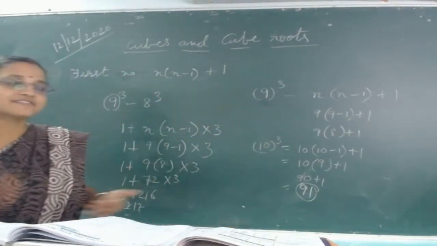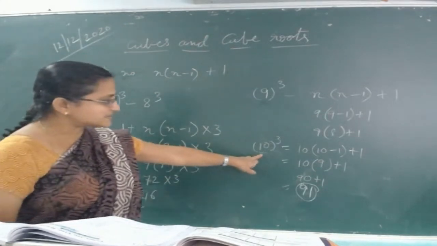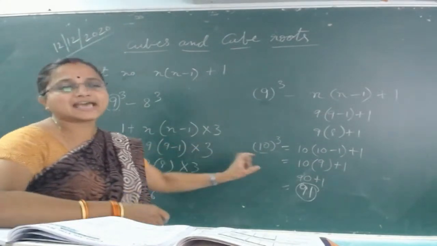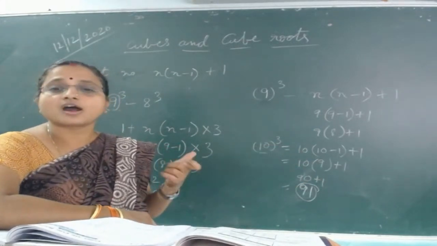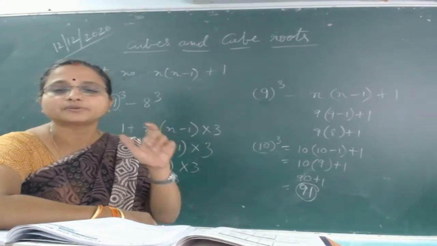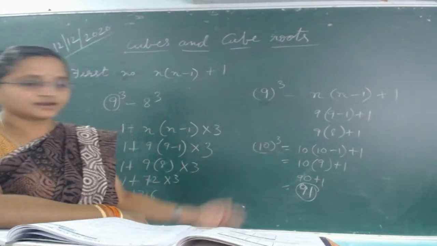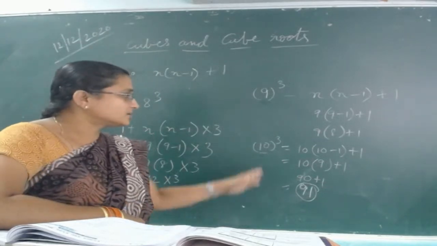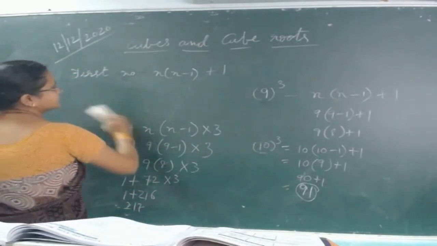From which odd number do you have to start? That you have to find. If you want to express the value of 10 cube as the sum of odd numbers, then which odd number should you take first? Swati Patel, that is what I am explaining to you. See, here today I am telling you about two formulas.